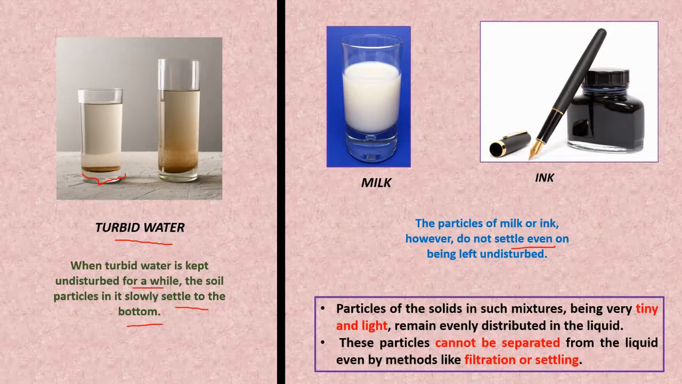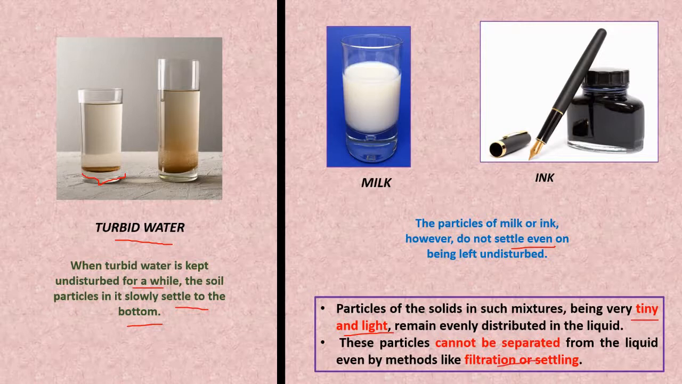It is because the solids in this mixture are very tiny and light. The solid particles in milk and ink are very tiny and light, and that is why they do not settle at the bottom even after being kept undisturbed for some time. Also, these solid particles cannot be separated from milk and ink by methods like filtration and settling.